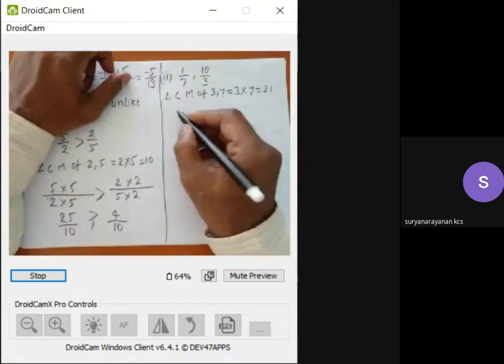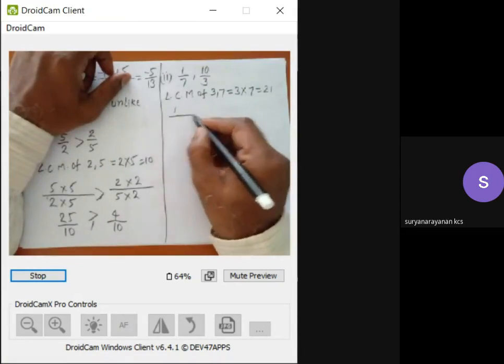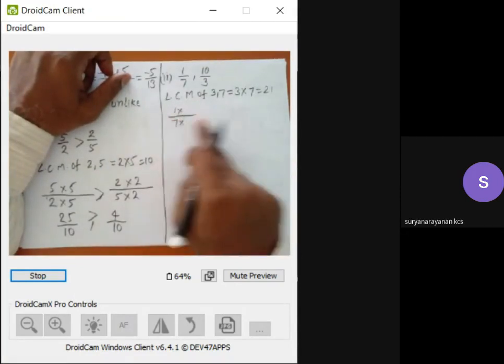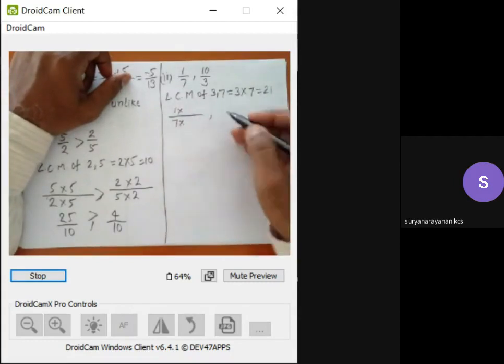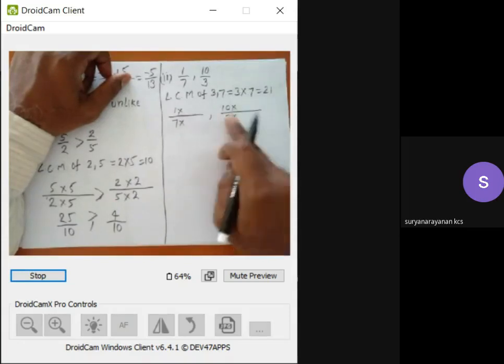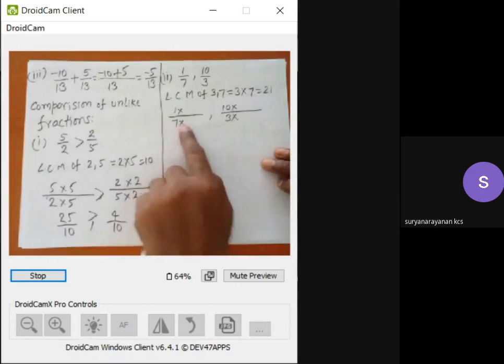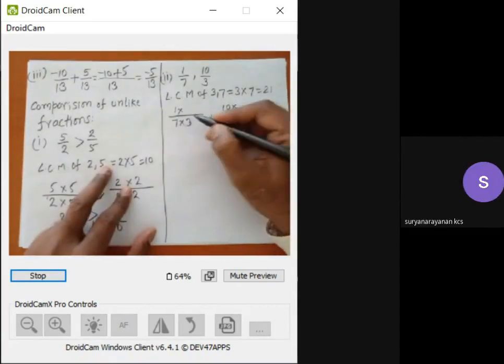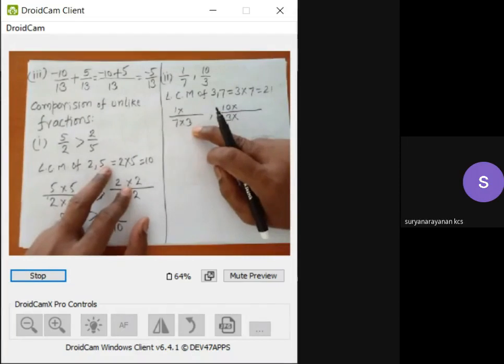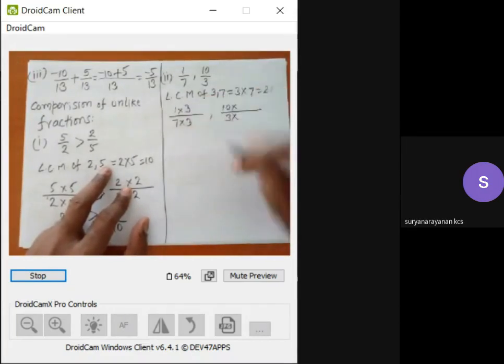First we write the first fraction and we extend this line. Similarly, we write the second fraction. We extend this line. Now we focus on the denominator only. 7 into some number should get the LCM. Which number should be written here? Sir, 3. In the denominator, we are writing 3. The same number should be written in the numerator also. Okay.